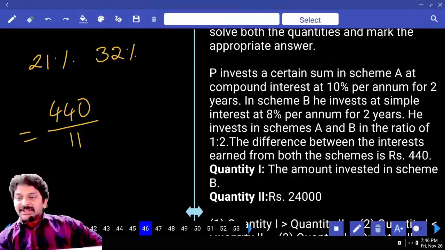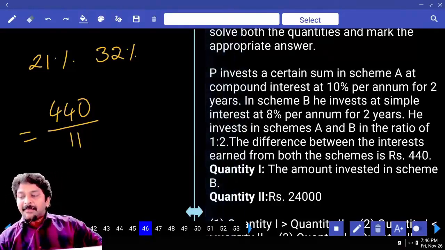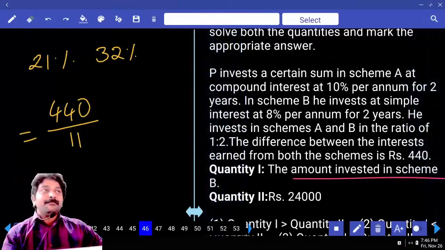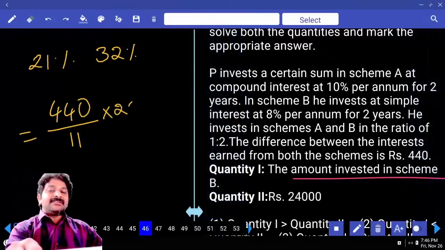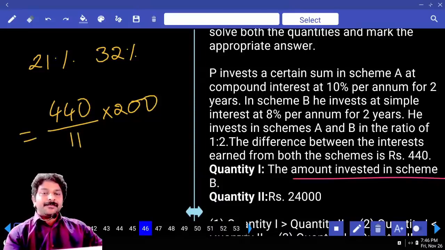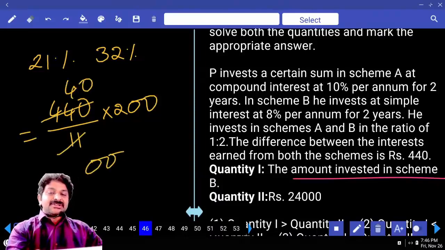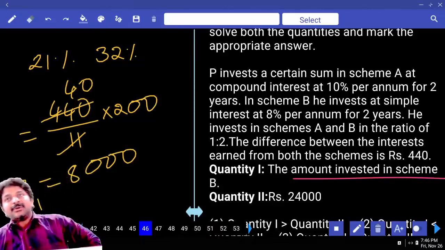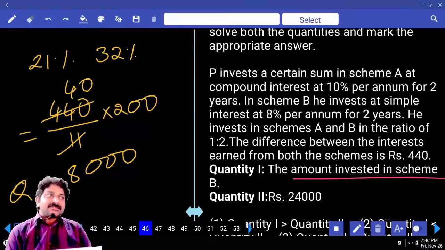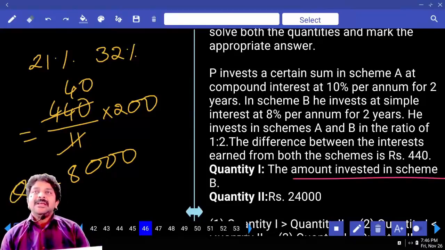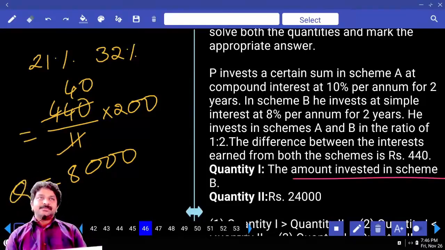Now your question is to identify Q1, the amount invested in scheme B. In scheme B 200% was invested, right? Come on. 11 40 times. There are 3 zeros. 4 into 2, 8. So Q1 is equal to 8,000. Q2 is mentioned as 24,000. Q1 is less than Q2.